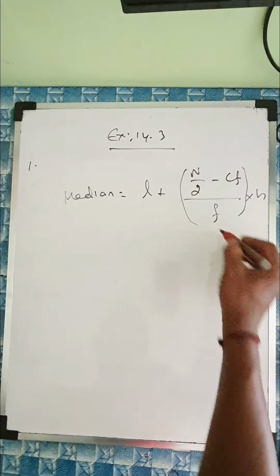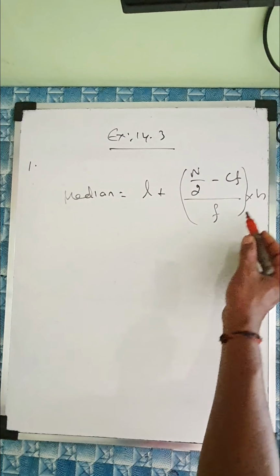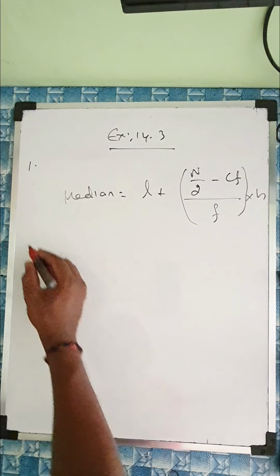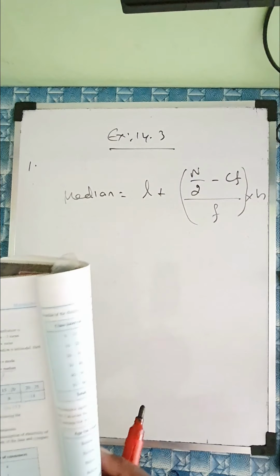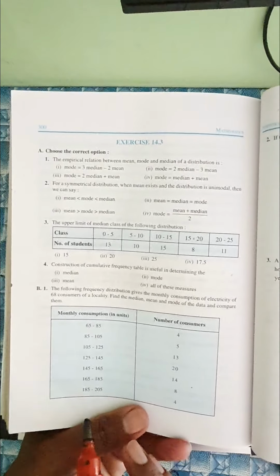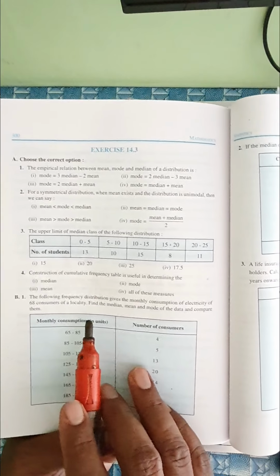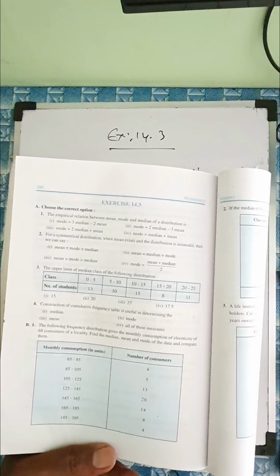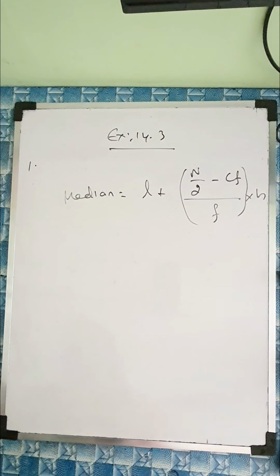L plus n by 2 minus CF by F into H. This is the formula we are going to use to find the median. So, exercise 14.3, first question: you can see monthly consumption is given and number of consumers given. In this question they told us to find median, mean and mode, but I'm just finding only the median here. We already found mean and mode in other exercises, so you can try the same method. So I'll just find the median now.